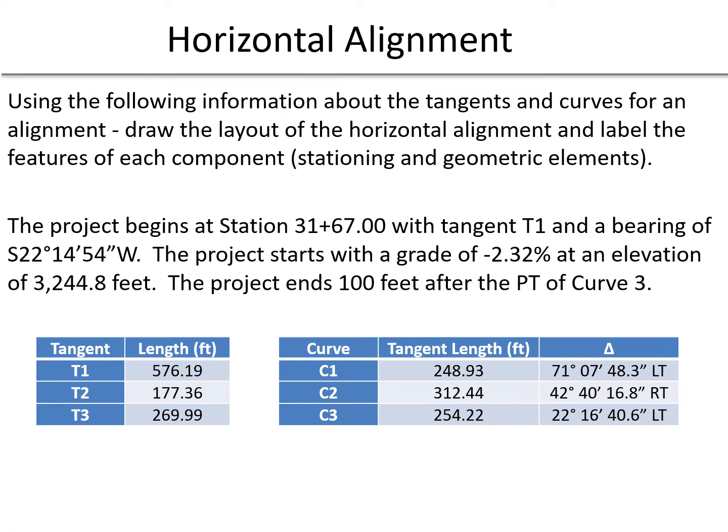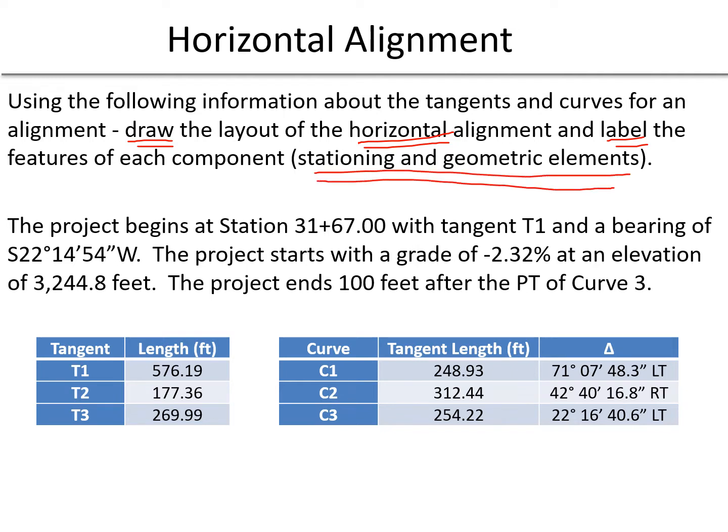This is a question on horizontal alignment. We're told that we're supposed to use the following information about tangents and curves for an alignment, and we should draw the layout of the horizontal alignment. So we need to make sure we draw this, and we also need to label the features of each component, the stationing and geometric elements.